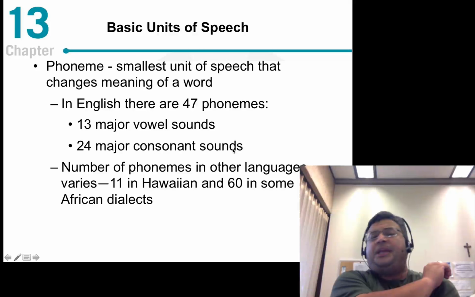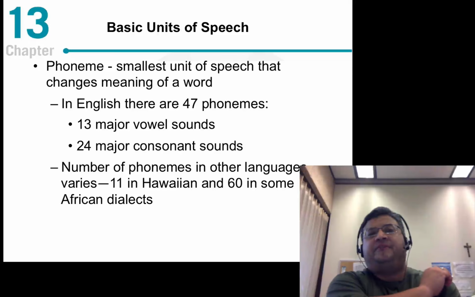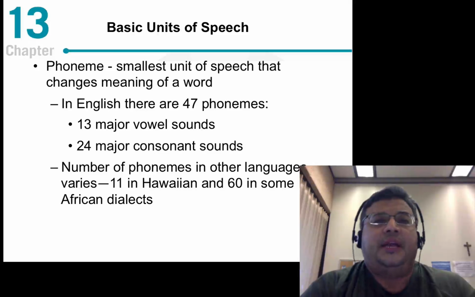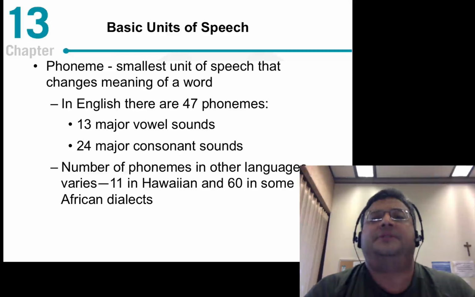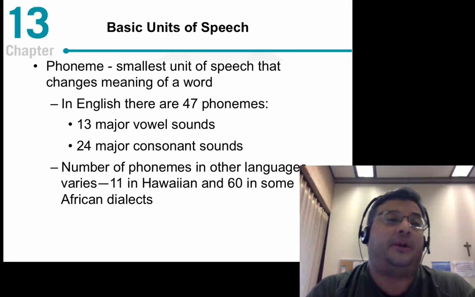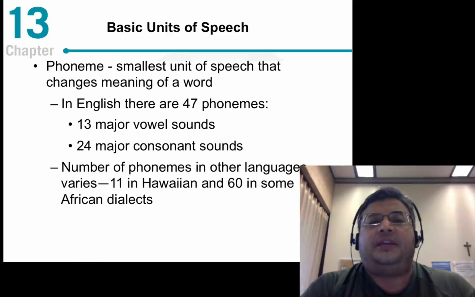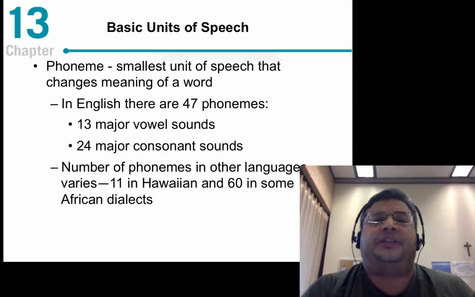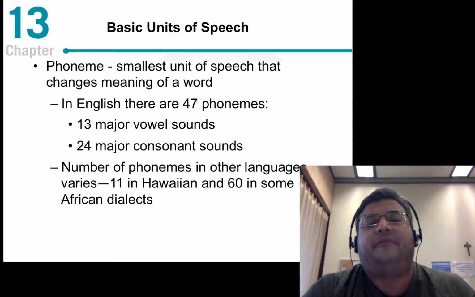Speech is made up of a series of basic units. The smallest unit of speech is called the phoneme. Every language has different phonemes that are associated with it. English has 47 phonemes that are used in producing American English. There are 13 major vowel sounds and 24 consonant sounds that we use. This varies tremendously from language to language, and the categories of phonemes vary from language to language.